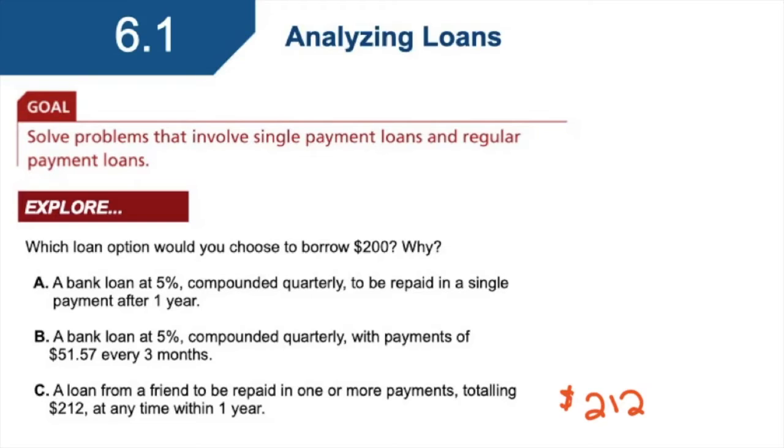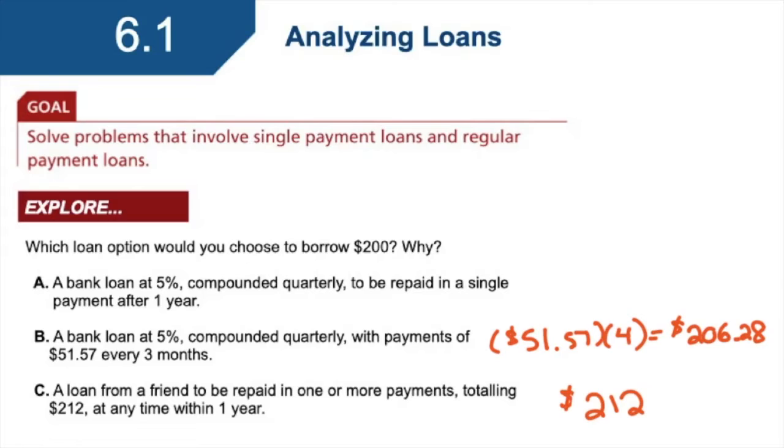Option B, bank loan at 5% compounded quarterly. We know the payments will be $51.57 every 3 months. So if we want to look at the total amount you'd have to pay back to the bank, that would be $51.57 times 4. Yes, because we're paying back every 3 months, it will be 4 times per year. Gives us a total we're paying back to the bank of $206.28.